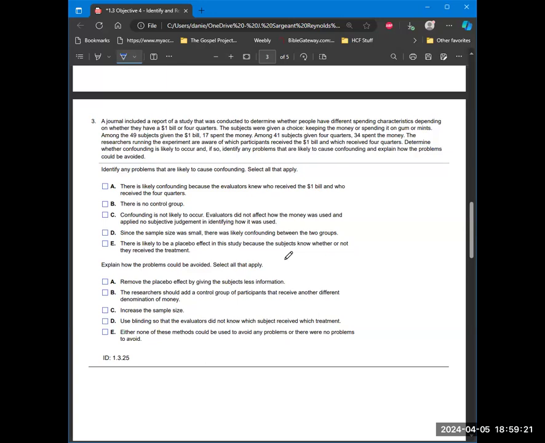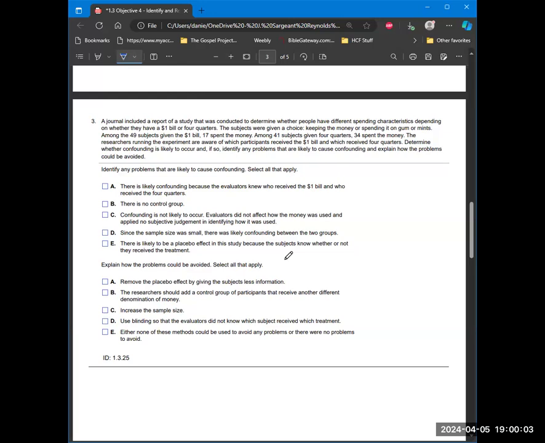There is no control group, but that's not really needed in this situation because we're not doing something where it would make sense to give people no money, right? That's not what we're doing. We're just seeing if there's a difference if they have 4 quarters versus a dollar bill. So there's not going to be a control group here. There is an experiment on both sides, but there's really no need for a control group here. So C says confounding is not likely to occur.